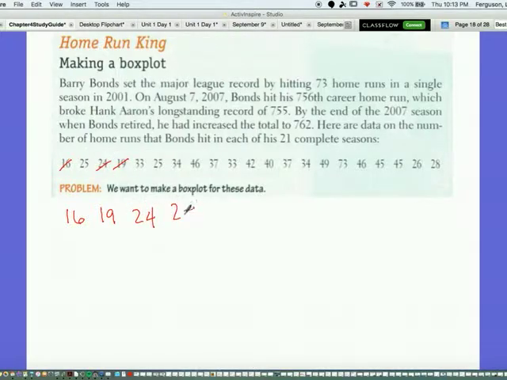I have two 25s. After 25, I'd have 26, quite naturally. 28 would come after 26. Then it appears that I would go with 33, and I would have two of those. 34 would come after 33. There's another 34.